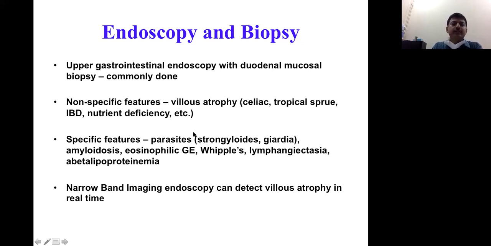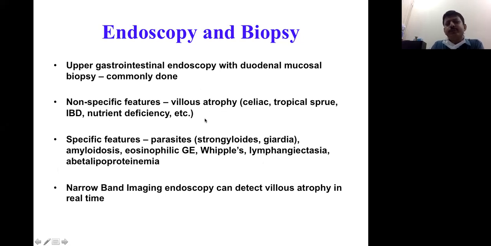Okay, then you can have specific features in conditions like amyloidosis, eosinophilic gastroenteritis, Whipple's disease, lymphangiectasia, abetalipoproteinemia. But remember, these are quite rare conditions. You don't see them very frequently. But if you do see findings, then the features may be diagnostic. So the feature which we are generally looking for on upper GI endoscopy and biopsy is basically villus atrophy.